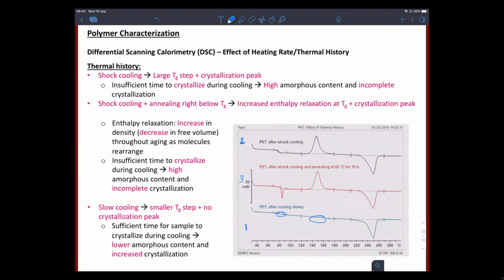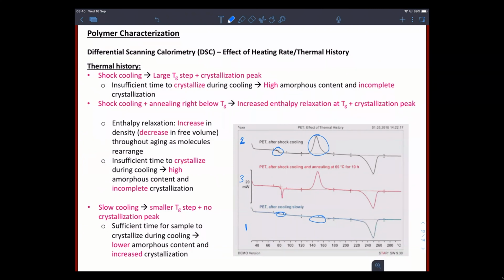The shock cooled sample shows a large glass transition step, a large TG. This indicates that the amorphous content is high. Furthermore, you see a cold crystallization peak because the sample didn't have enough time to crystallize. If you give it sufficient time upon cooling, so you cool it really slowly, you don't see that cold crystallization because it has enough time to form its crystalline regions, and the amorphous regions are lowered.